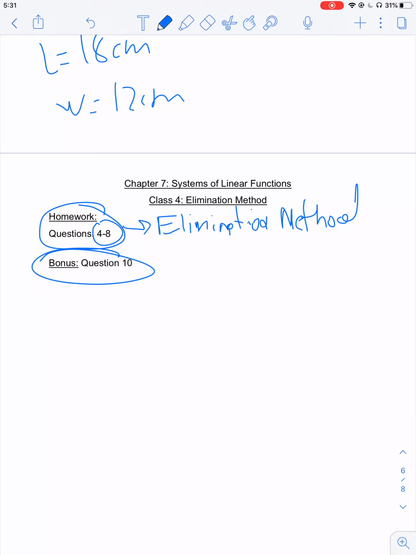The bonus question is very similar. Again, this is bonus, so it's optional. If you're not getting it, don't worry about it. I'm not going to give you a question this difficult on your test. However, I'm still willing to help you on Thursday during my office hours.